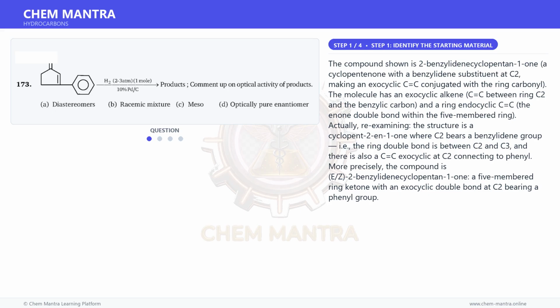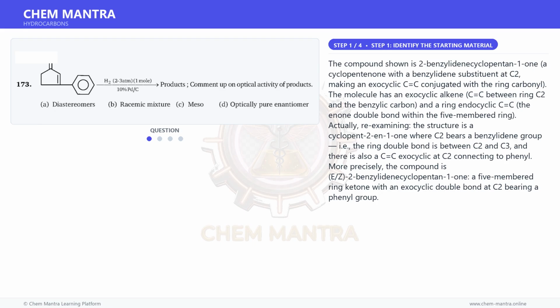The compound shown is 2-benzylidene-cyclopentan-1-one, a cyclopentanone with a benzylidene substituent at C2, making an exocyclic C=C conjugated with the ring carbonyl. The molecule has an exocyclic alkene, C=C between ring C2 and the benzylic carbon, and a ring endocyclic C=C, the enone double bond within the 5-membered ring.